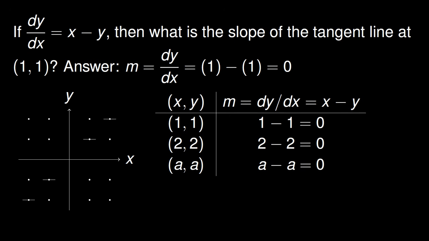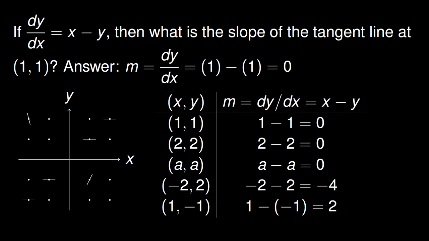So let's take a couple of other points. Let's take the point (-2, 2). When I plug that into the differential equation, -2 minus 2 is equal to -4. So at the point (-2, 2), in that second quadrant, we're going to draw a little tick mark whose slope is -4. We could also do the same thing for (1, -1), and I'm just picking random points here. I'm calculating x minus y for that point to give us the slope, and at the point (1, -1), the slope happens to be 2.